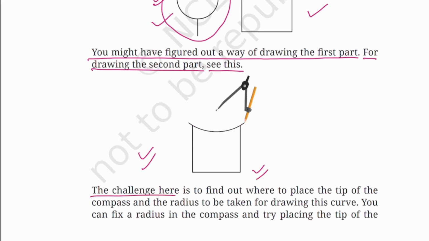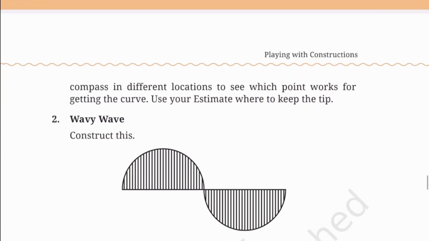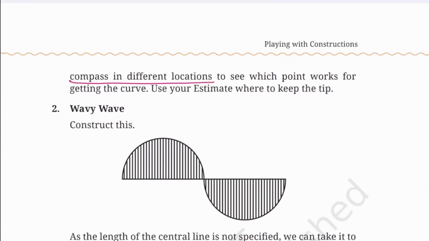The challenge here is to find out where to place the tip of the compass and the radius to be taken for drawing this curve. You can fix a radius in the compass and try placing the tip of the compass in different locations to see which point works for getting the curve. Use your estimate of where to keep the tip.